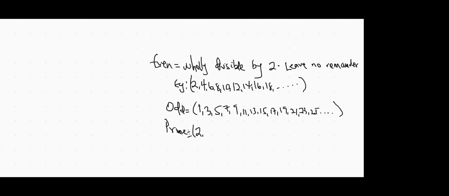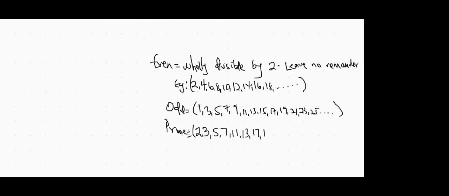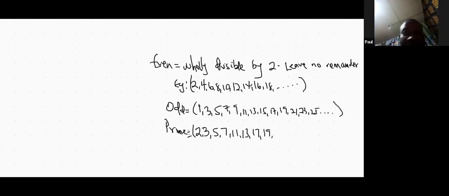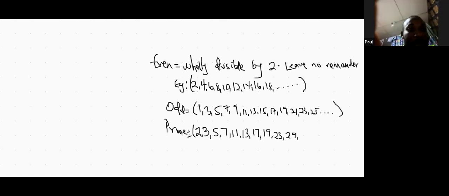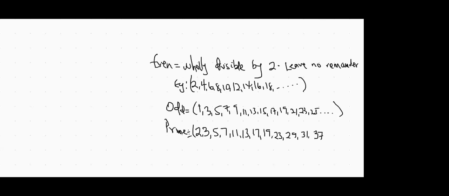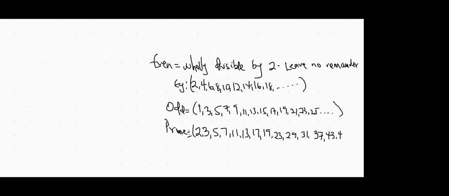The first 20 prime numbers: 2, 3, 5, 7, 11, 13, 17, 19, 23, 29, 31, 37, 43, 47, 53. All right. So and so on.